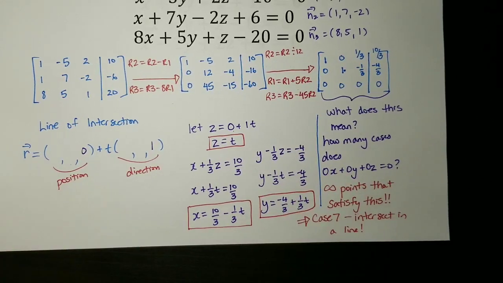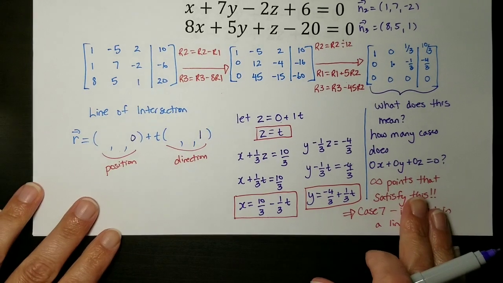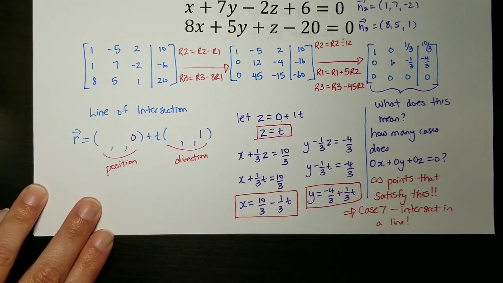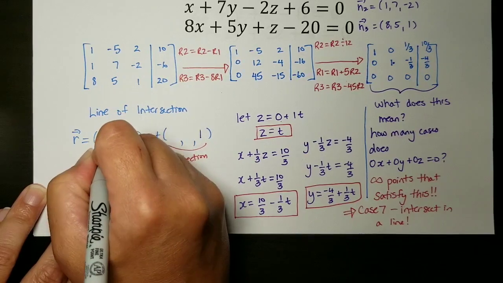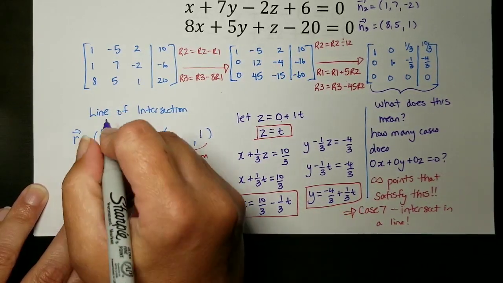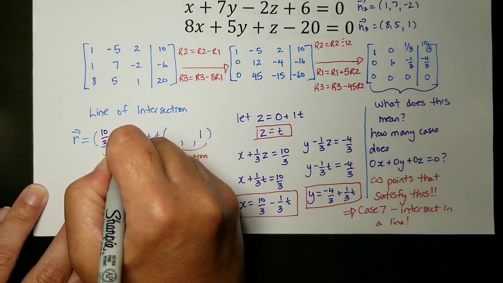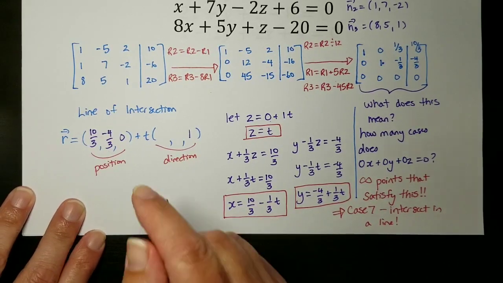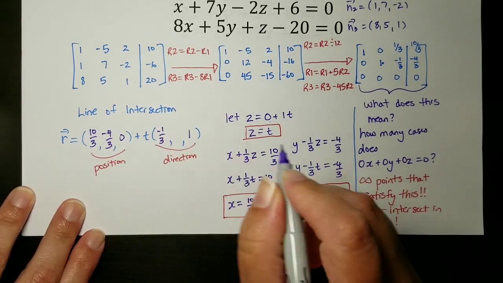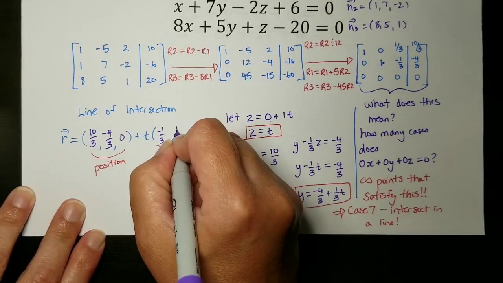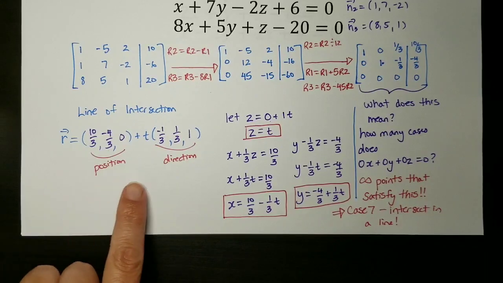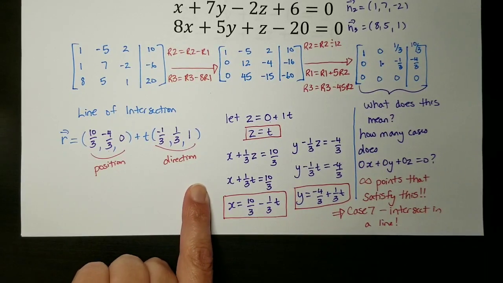I can just take them and put them into the vector equation. So the position vector has an x component of 10/3 and a y component of negative 4/3. And the direction vector has an x component of negative 1/3 and a y component of 1/3 and a z component of 1. So that comes up with my line of intersection.